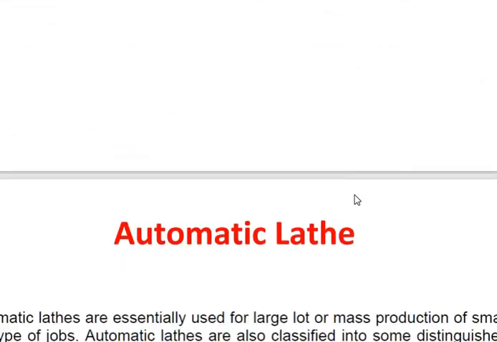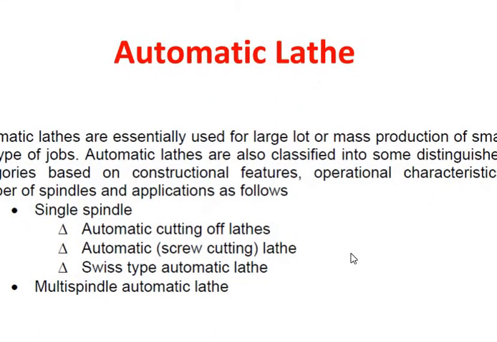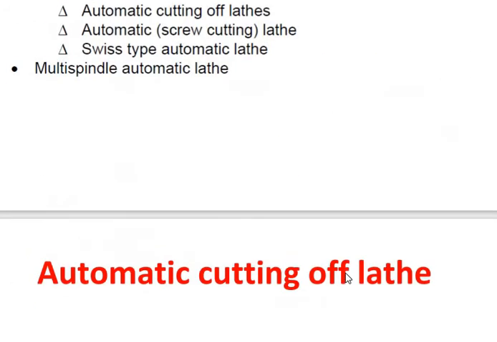Next we are going to deal with automatic lathes. Automatic lathes are essentially used for large lot or mass production of small rod type jobs. Automatic lathes are also classified into the following: single spindle automatic cutting lathes, automatic screw cutting lathes, Swiss type automatic lathe, and multi spindle automatic lathe.